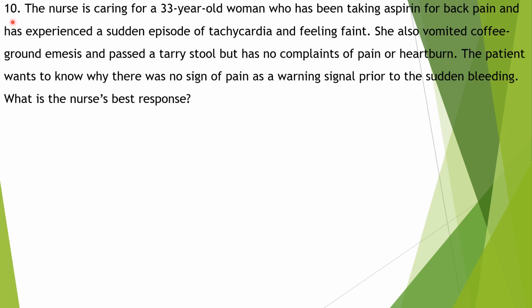A nurse is caring for a 33-year-old woman who has been taking aspirin for back pain and has experienced a sudden episode of tachycardia and feeling faint. She also vomited coffee ground emesis and passed tarry stool, but has no complaints of pain or heartburn. The patient wants to know why there were no signs of pain as a warning signal prior to sudden bleeding. What is the nurse's best response?